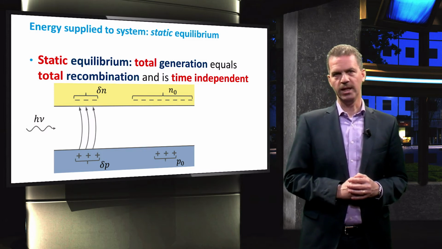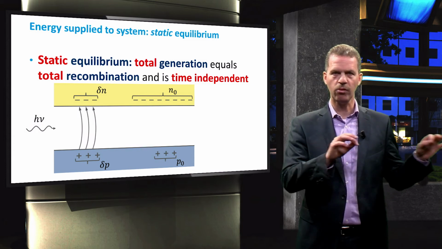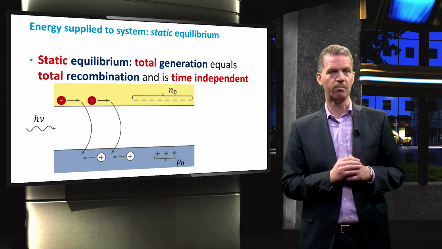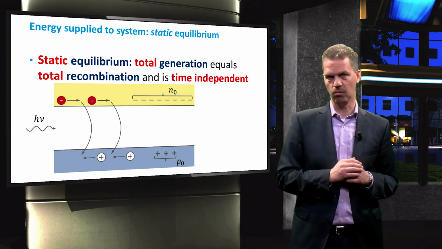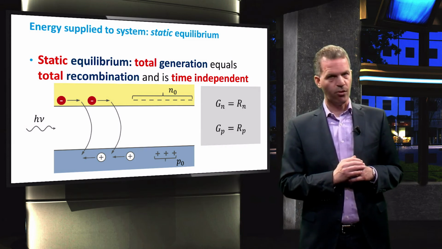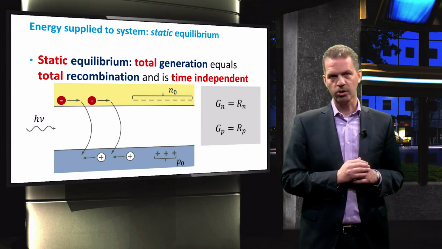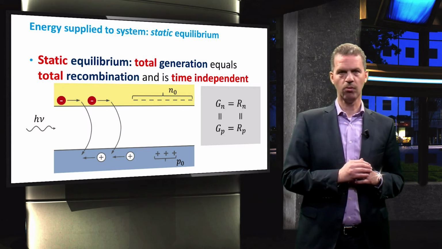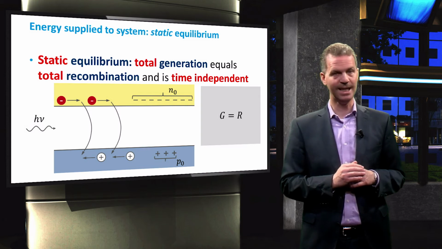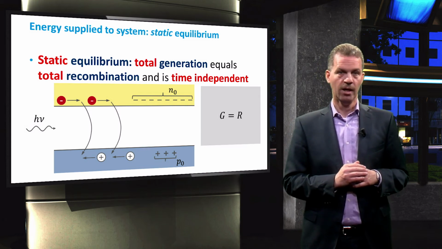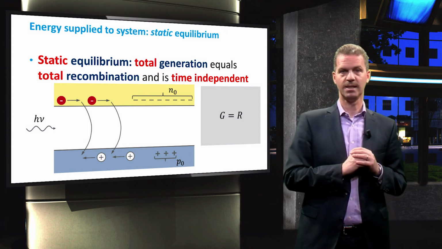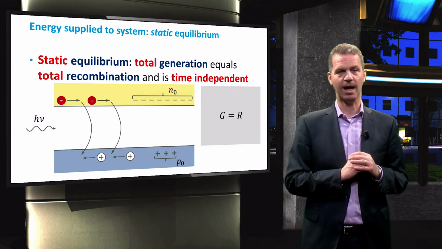Also in that situation, electrons and holes will travel through the material and eventually recombine, and the generation rate will be equal to the recombination rate for electrons and holes. As for thermal equilibrium, we can now also take the generation rate to be equal to the recombination rate, and we can describe these simply by G and R respectively. So now we have defined the generation and recombination rates in thermal and static equilibrium.